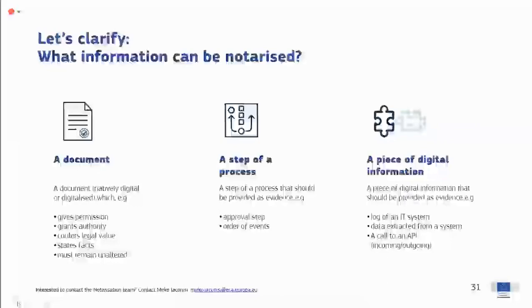Steps in a process are also important evidence. Imagine an approval step, or even just building an audit trail of events and being sure that they happened in a certain sequence. Other pieces of information can also be used as evidence in specific business processes, and we can think of logs of IT systems, data that are present in a database or in a system, or even a call to an API could be interesting to be notarized. Next slide, please.